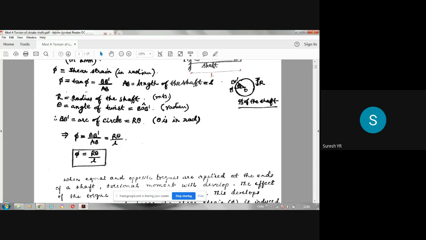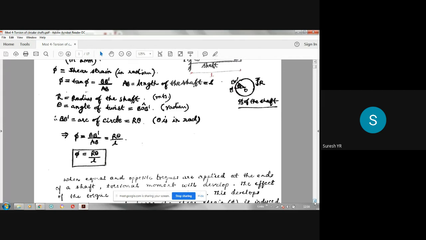Therefore, phi is equal to BB dash by AB. BB dash is R into theta, AB is L. So we can say phi is equal to R theta by L. Please note that this theta is in radians. This is the relationship between the angle of twist theta and the shear strain. If you know R and L, you can find this. So phi is equal to R theta by L.